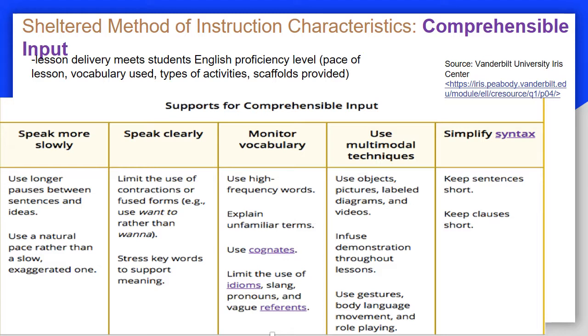Be careful with your syntax. Simplify it. Simplify syntax. Keep your sentences short. Keep your clauses that start with that, which, or what short, or maybe even not use the clauses. Use basic simple sentences.